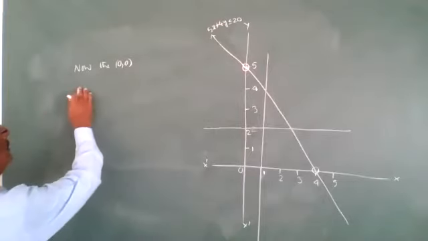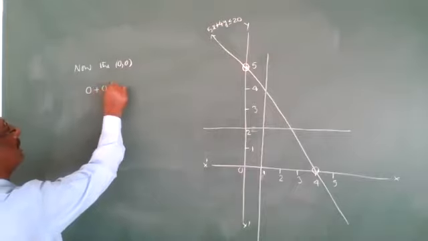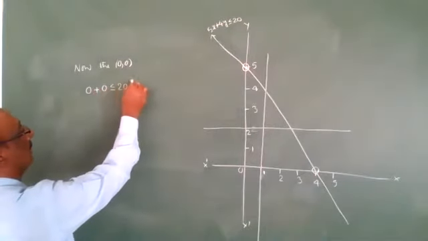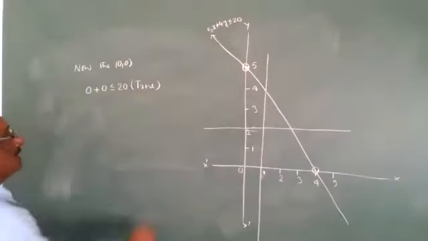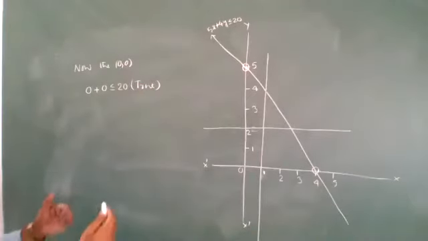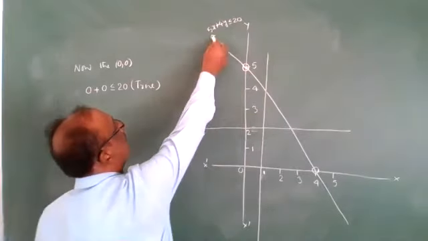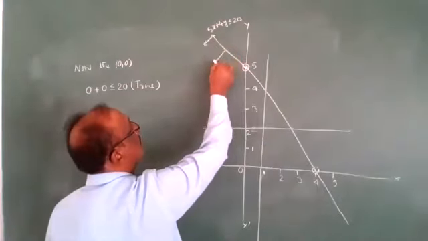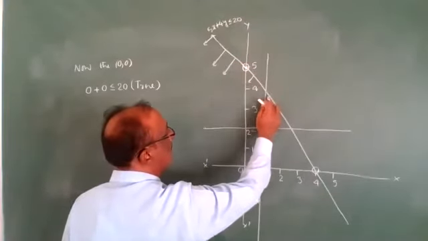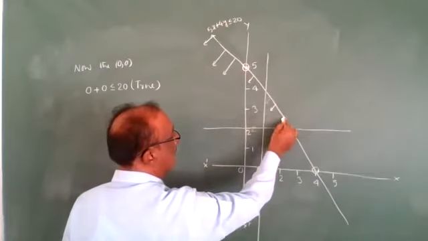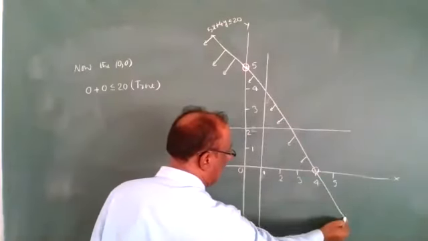Check the first one. (0, 0) for the first line: 0 plus 0 is less than or equal to 20, is true. 0 is less than 20 is true. That is the origin side. This line is the origin side. Okay, one point is clear.